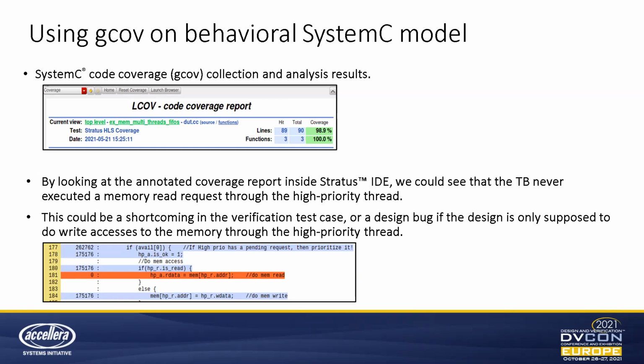It's the red line highlighted there. So this could either be a missing test case to be added to the verification environment, or a design bug or error if this thread is supposed to do only writes and no reads are allowed. So in a simple click, you can make very interesting findings. These are seconds really well spent.